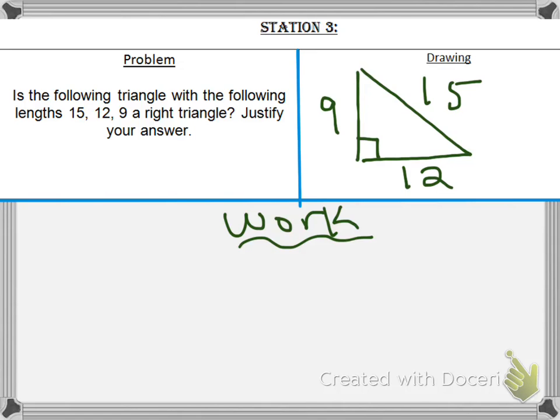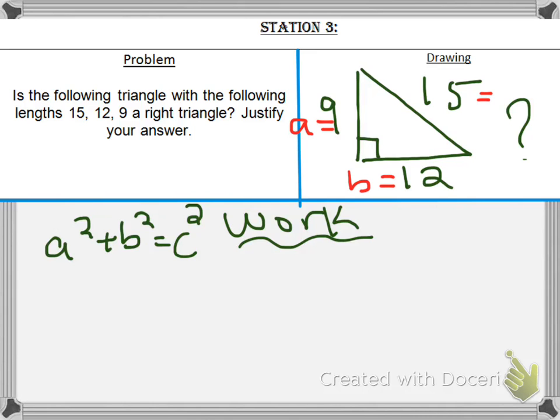So is that a right triangle? We don't know. How can we verify if it is or is not? By using the Pythagorean theorem. If it is a right triangle, then A squared plus B squared is supposed to equal C squared, always. So let's just substitute the values. Let's label some values here. Let's label 9 to be A, 12 to be B, and 15 to be C.